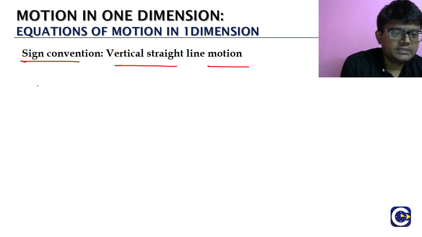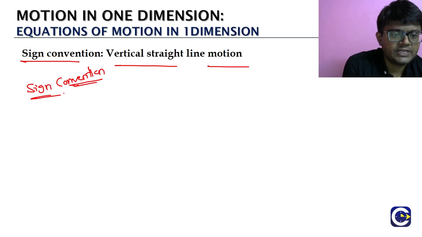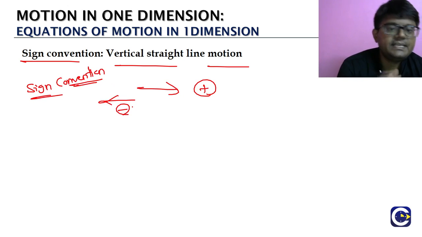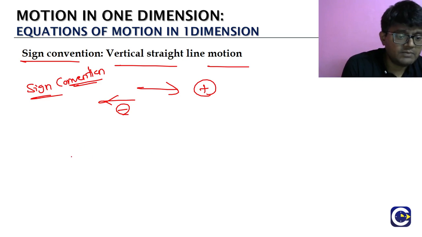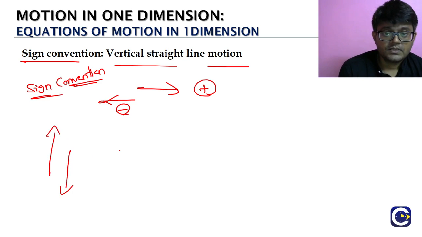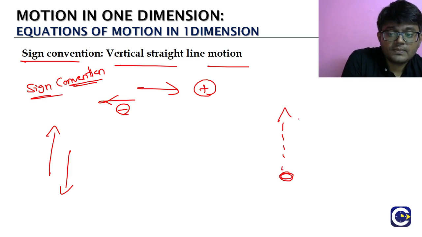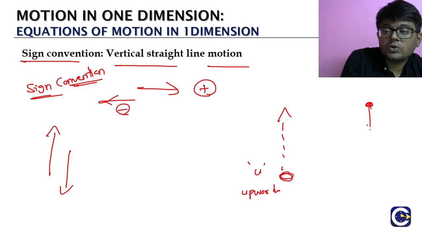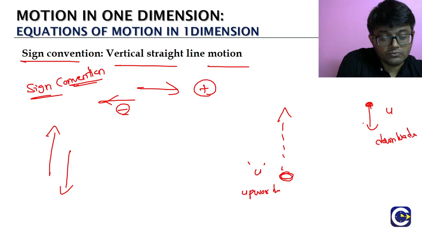Remember the basic idea of the sign convention we have to keep in mind. What is it? If quantities in one direction we take positive, then in the opposite direction we have to take negative. That is the basic idea. Now in vertical straight line motion, sometimes the object may be going up, sometimes coming down. If we throw an object up, the initial velocity is upwards. If we throw an object down, the initial velocity is downwards. So sometimes the initial velocity may be upwards, sometimes downwards.